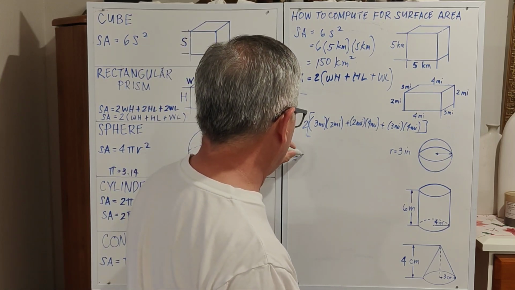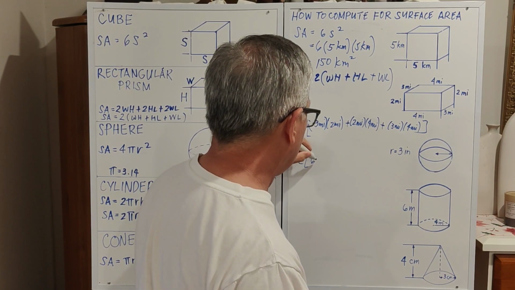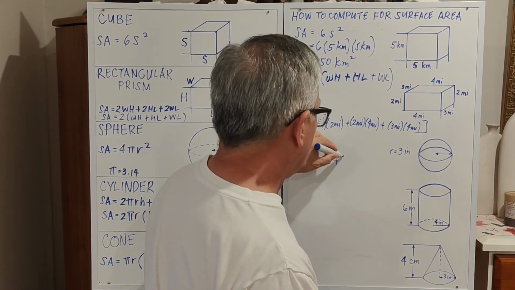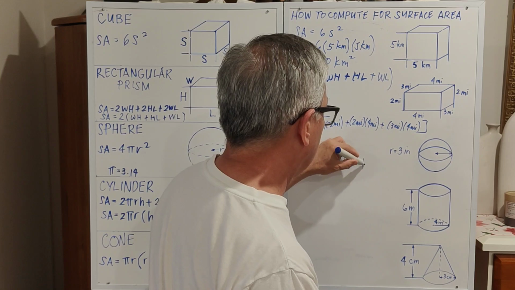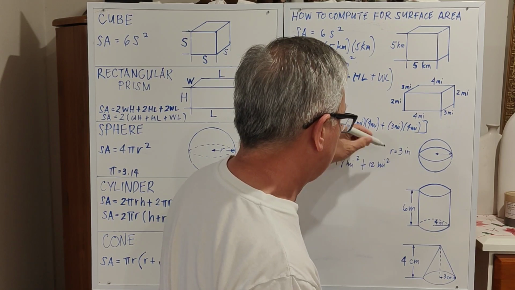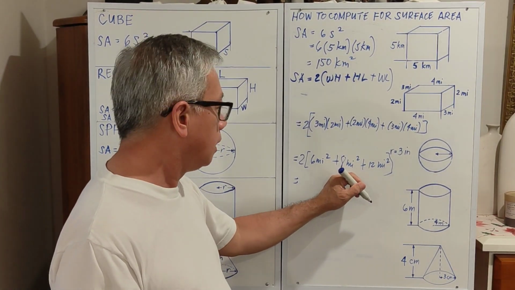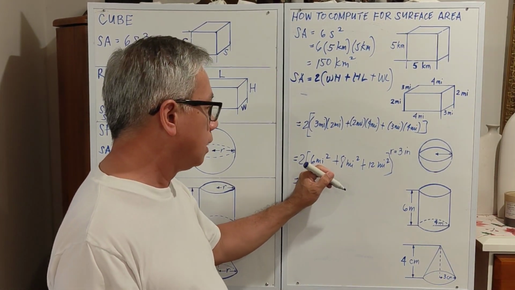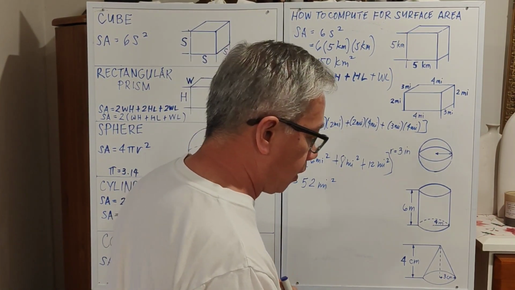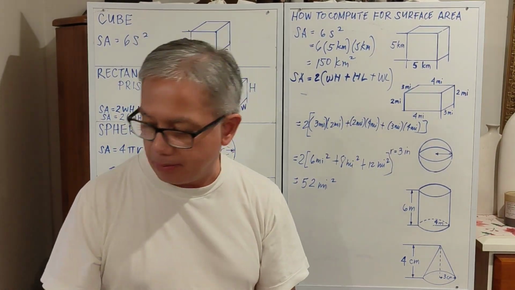So we still just copy 2. 3 times 2 is 6 miles squared, plus 2 times 4 is 8 miles squared, plus 3 times 4 is 12 miles squared. If we add these, 12 plus 8 is 20, plus 6 is 26, times 2 is 52 miles squared. So that is the area for the rectangular prism.